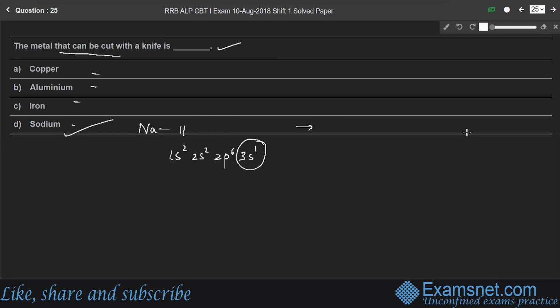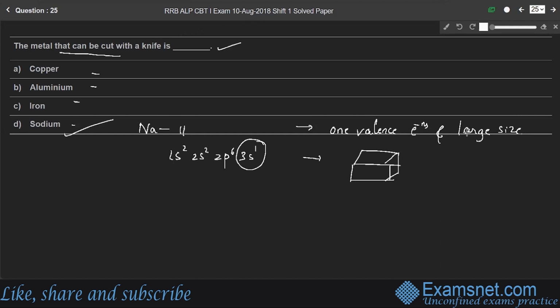The reasons are, it has one valence electron and large size. And also it has a body-centered cubic structure, right? So the unit cell consists of 8 sodium atoms at the 8 corners, right? So one atom at the center of the cube. So due to this structure, lot of empty space is present in the unit cell.